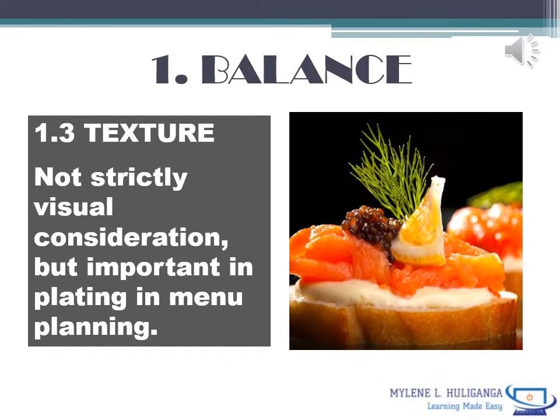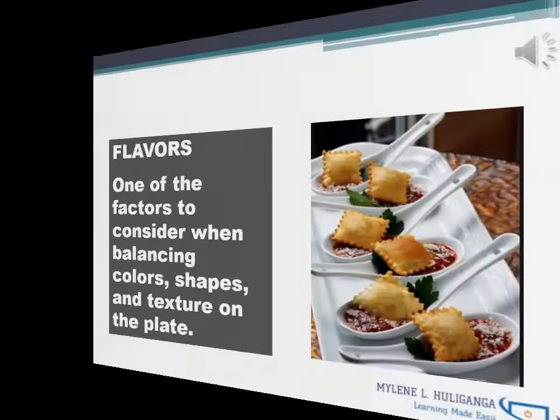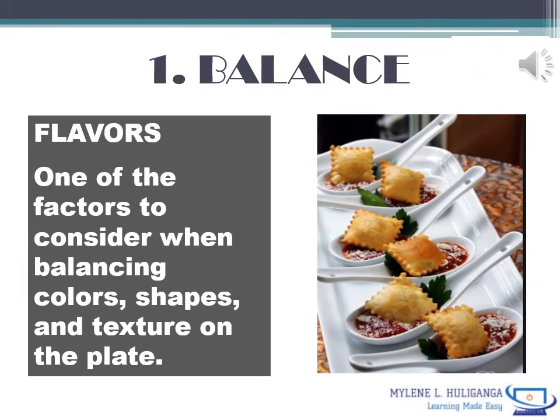Next is the texture. Not strictly a visual consideration, but important in plating and in menu planning. The next is the balance in flavors. One of the factors to consider when balancing colors, shapes, and texture on the plate is the flavor.